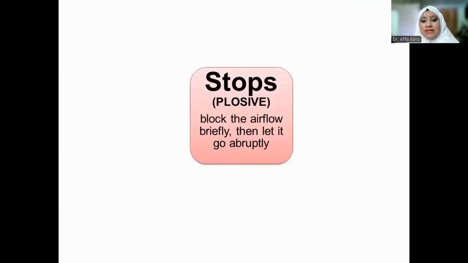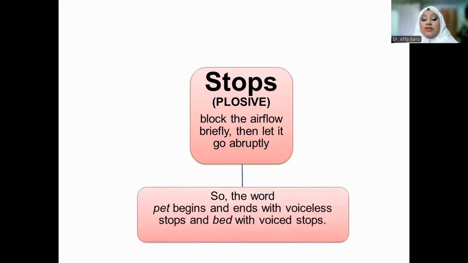First of all, we will see stops. What are stops? We also call them plosives. Plosives or stops mean blocking the air briefly, then letting it go abruptly. As I said, in bilabial, what happens? We just block the air and then we let it go abruptly. Okay. So this is called stops or plosives.